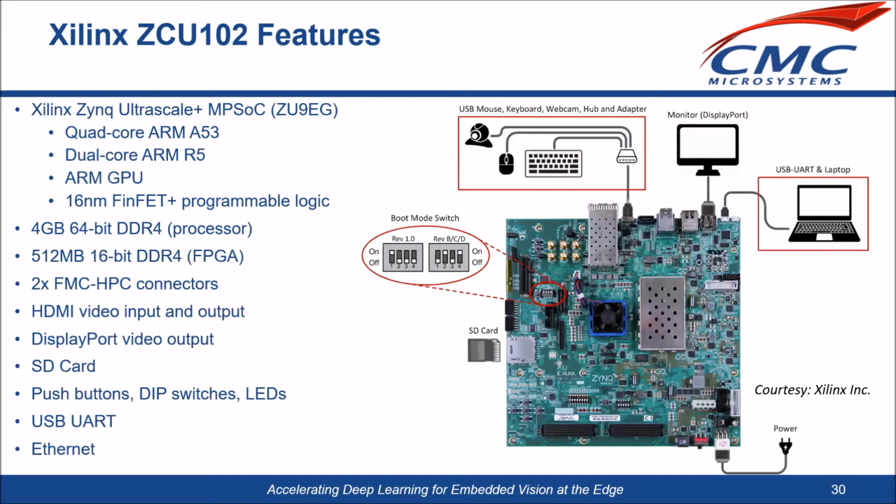In terms of the inference hardware, as I mentioned, we use the ZCU102, and this features the Zynq UltraScale MPSoC chip, which has a quad-core ARM A53 application processor unit, a dual-core ARM real-time processor, an ARM Mali-400 GPU core, plus FPGA fabric, which includes memory, DSP, and high-speed serial I/O blocks. The board also includes DDR4 memory for processor and FPGA, FMC expansion connectors, video I/O, SD card slot, UART, and Ethernet connectivity.